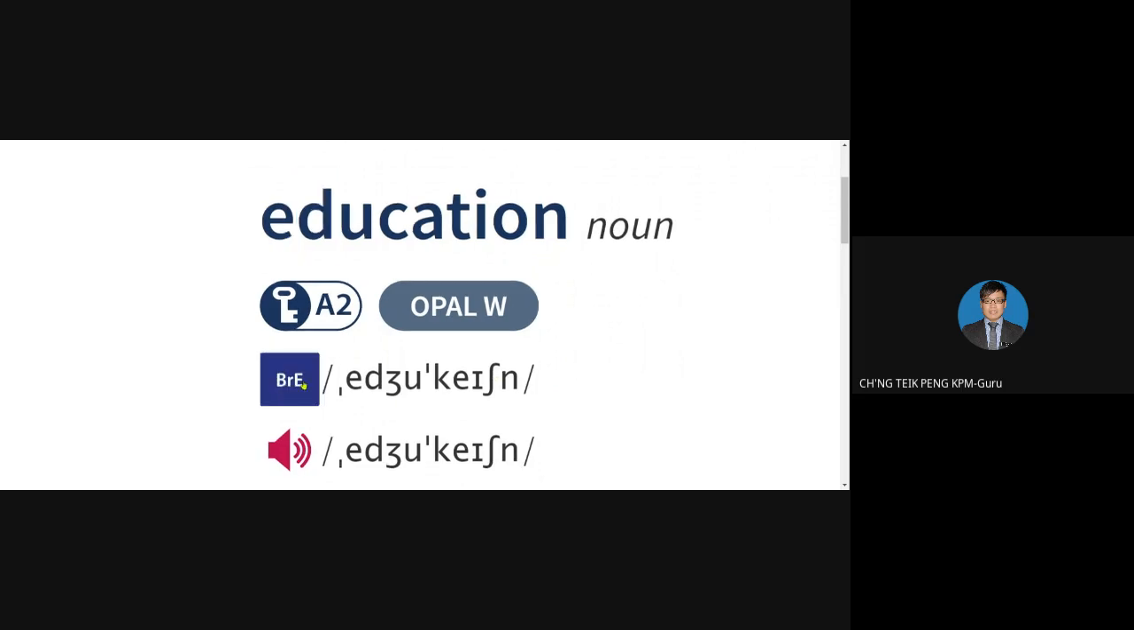Education. Can you hear it? It's a little bit fast. Education. Okay, so the correct pronunciation is education. Understand? So the DU here is pronounced as Jew. All right, education, as in generation.